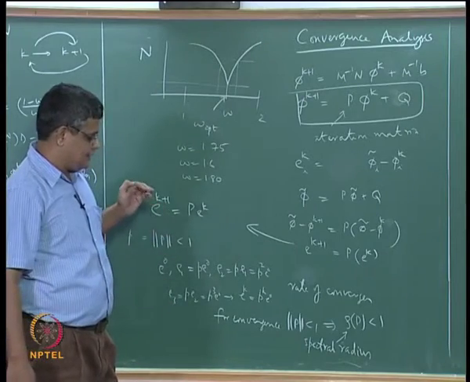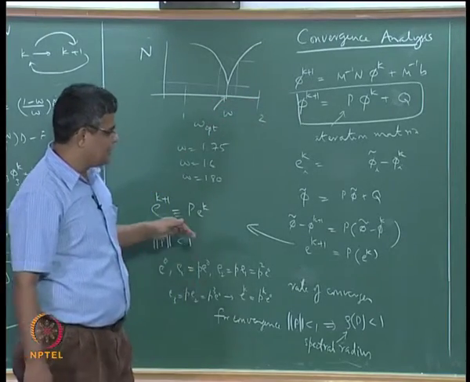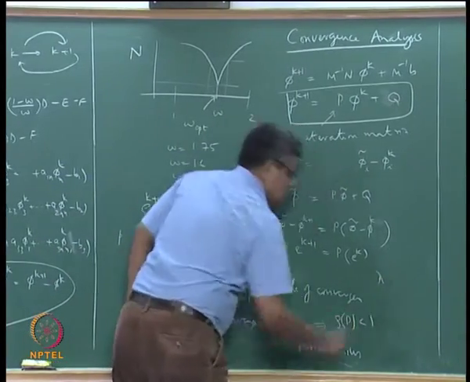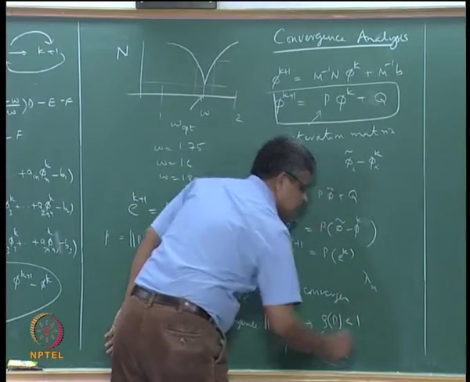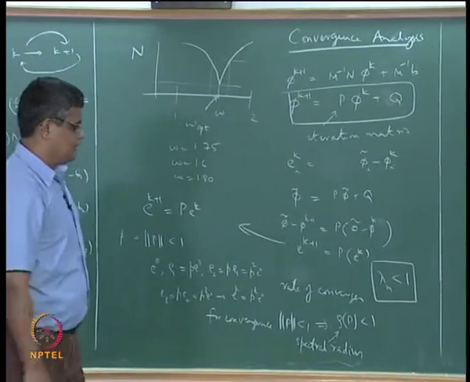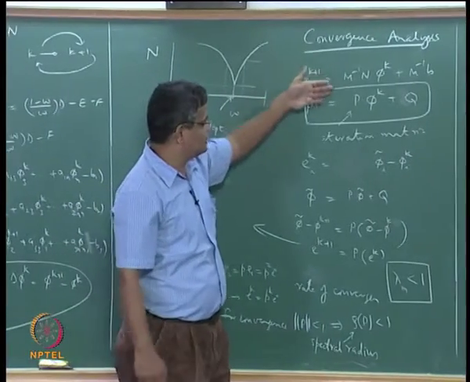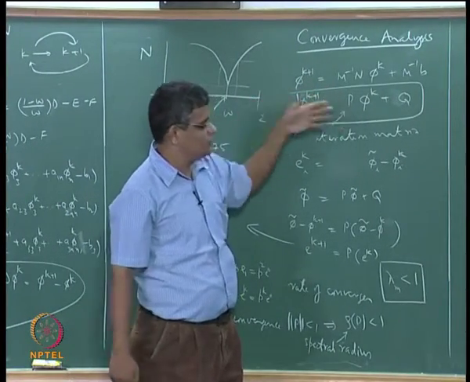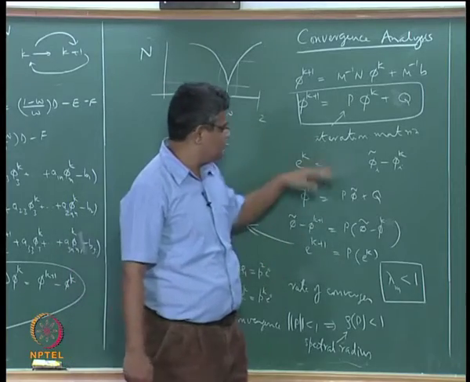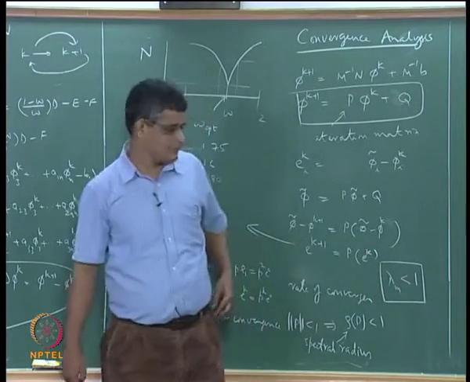So, the necessary condition for the iterative scheme to converge is that the largest eigenvalue of the iteration matrix must be less than 1. So, if lambda is the eigenvalue and lambda m is the maximum eigenvalue, then lambda m must be less than 1 for convergence. So once we construct M and N and once we construct P, the iteration matrix, even before we go through the iteration procedure, we can predict whether or not the scheme would converge by finding out the eigenvalues of this matrix.